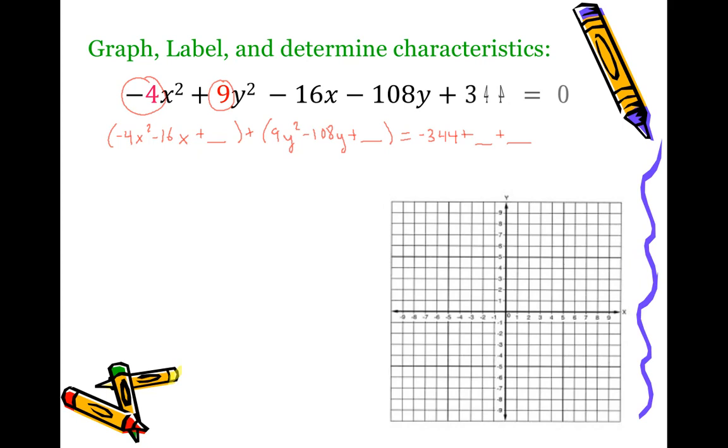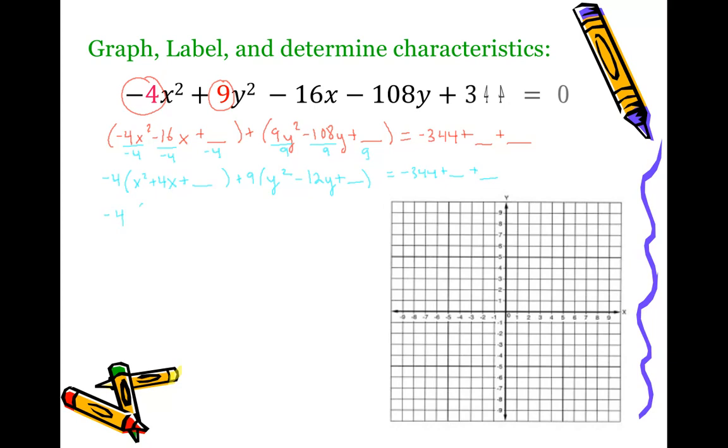So let's see. Those numbers are going to stop me, so I'm going to have to do some factoring. Right, so I'm going to divide everything by -4 here. Even that number I don't know. Then we have a -4, x squared plus 4x plus something. And here, I'm going to have to divide everything by 9. Even that number I don't know, plus 9, y squared minus 12y plus something equals negative 344 plus something plus something.